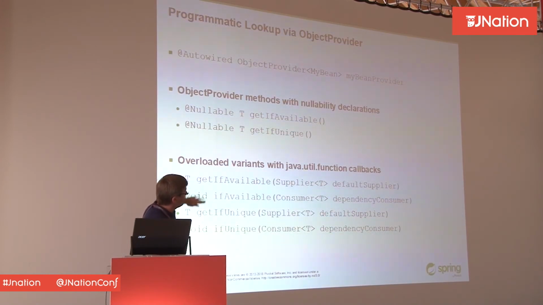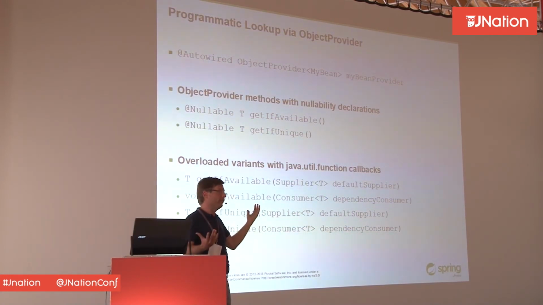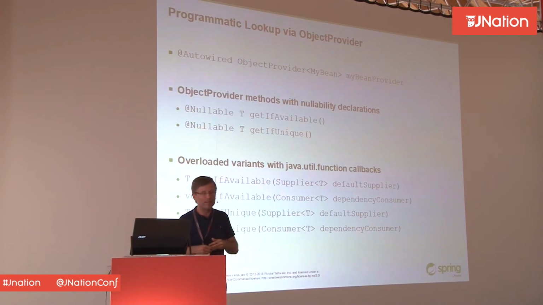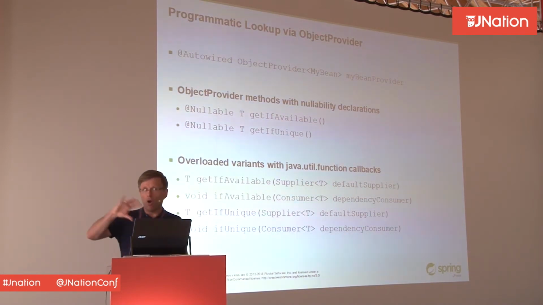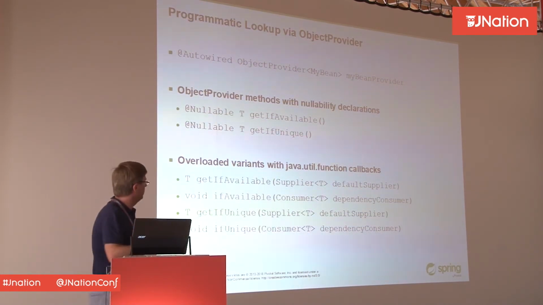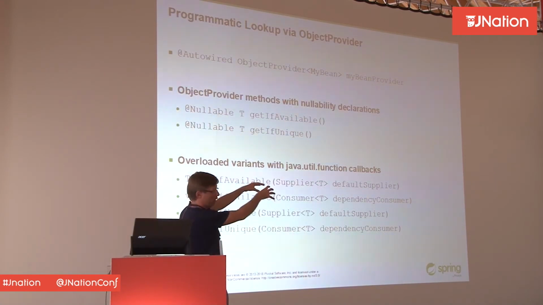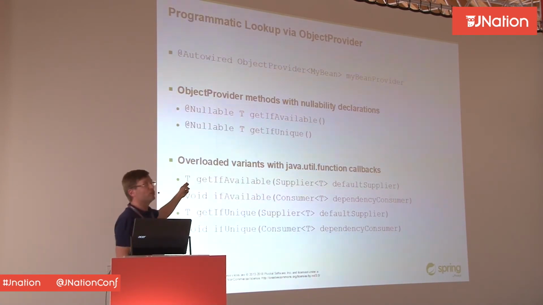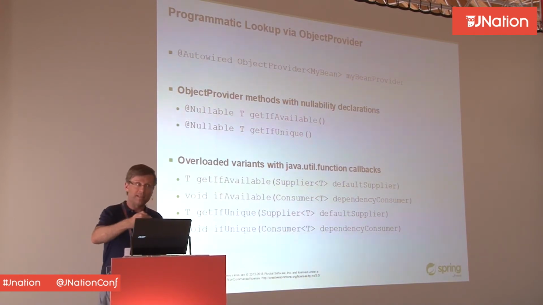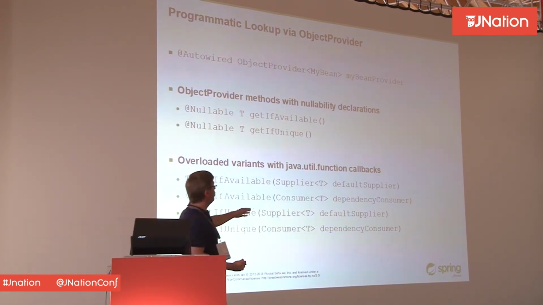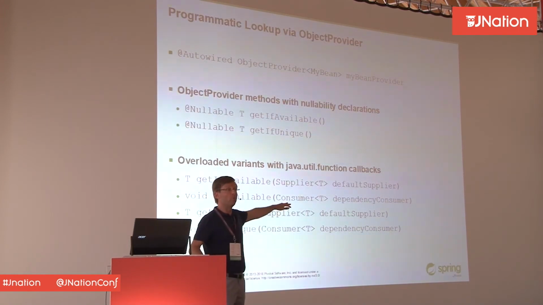At the same time, we also exposed other methods, which are even nicer. We can, for example, say getIfAvailable, and if it's not available, give me the instance produced by this default supplier. Since we're always going to return an instance now, either the one in the container or the one from the default supplier, this is non-null in its return declaration. Or even more functional, if you're saying, ObjectProvider, if your instance is available, please call my Java util function consumer with that instance.